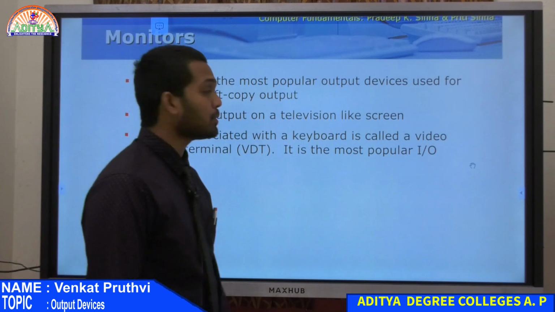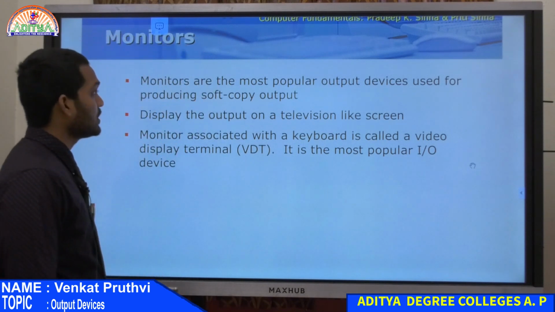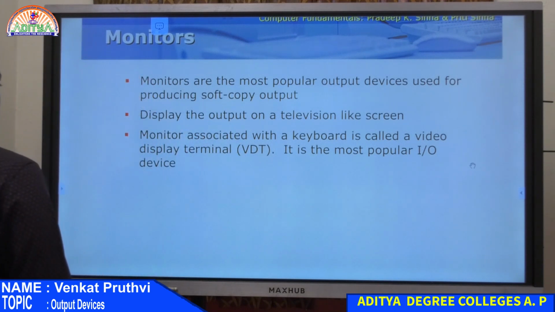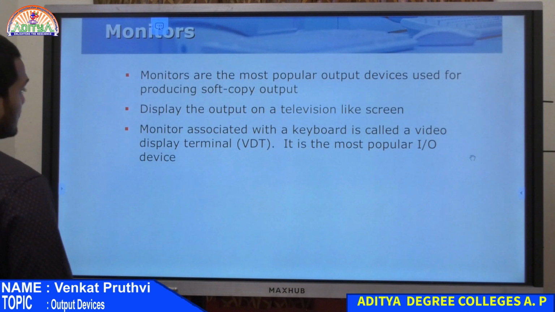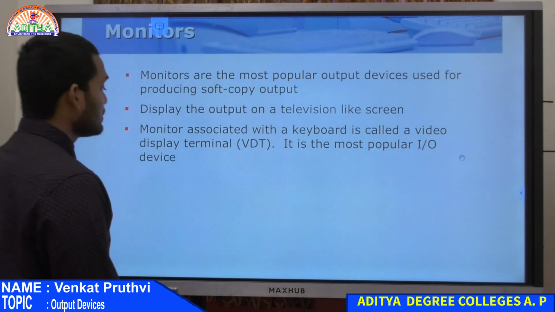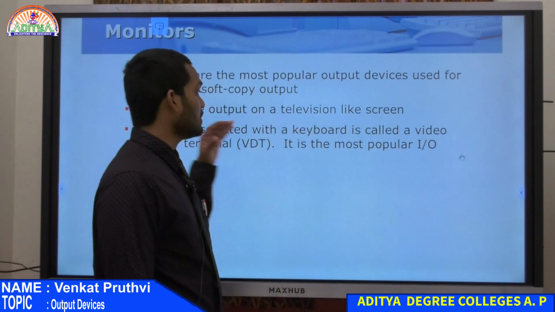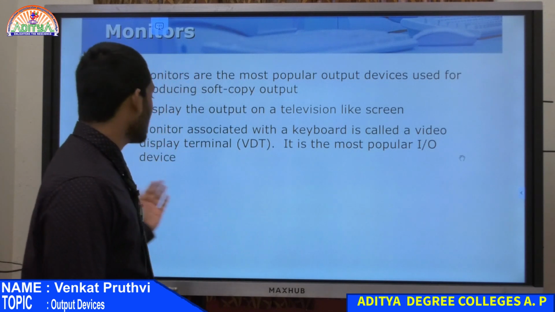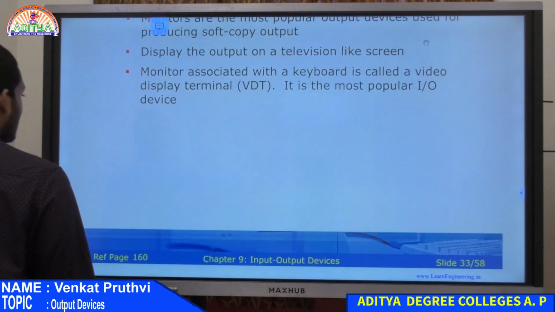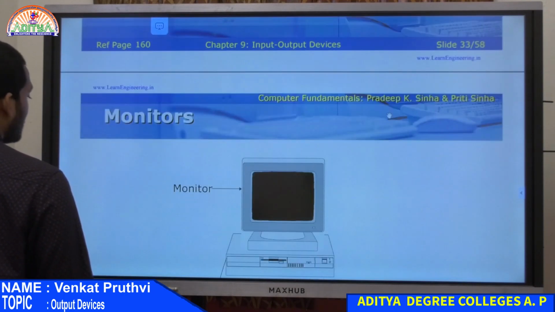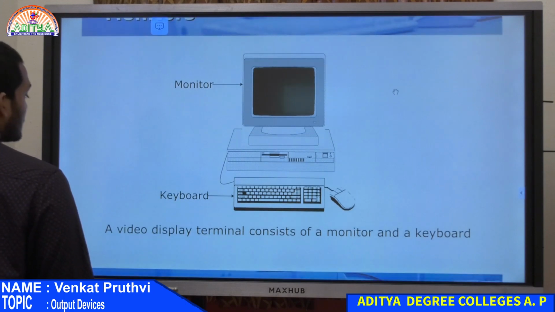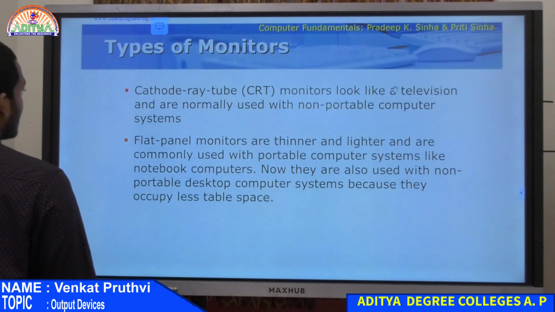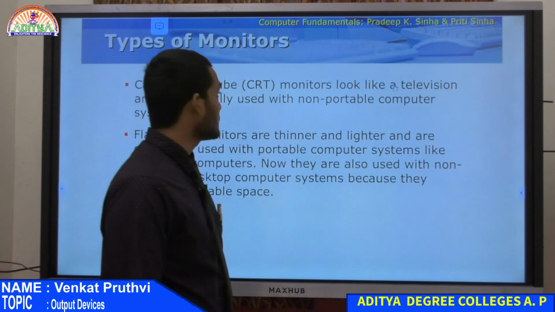And then we were discussing monitors. What do you mean by monitors? Monitors are the most popular output devices used for producing soft copy output, as well as the display. They display the output on a television-like screen. A monitor associated with a keyboard is called a video display terminal, VDT. It is the most popular input output device that we have. And then we also saw how a monitor looks and how it is connected to the keyboard and the mouse.